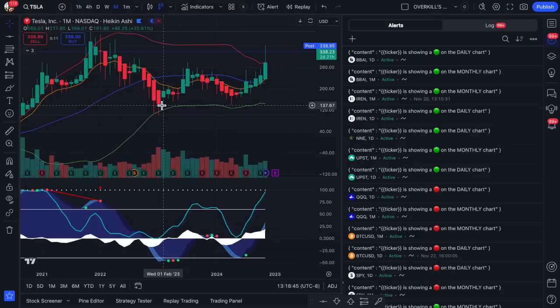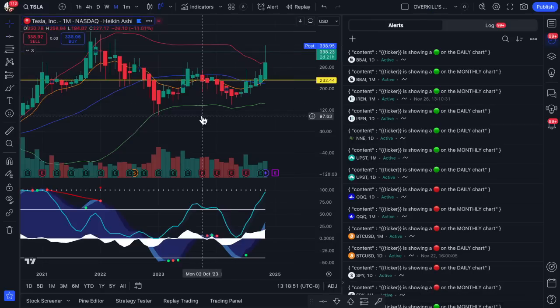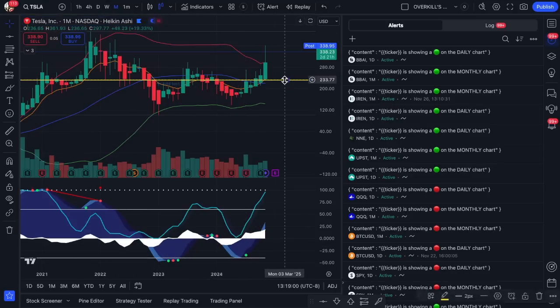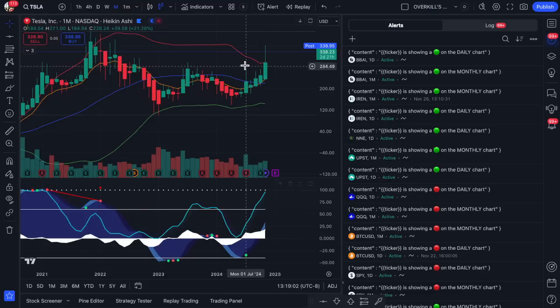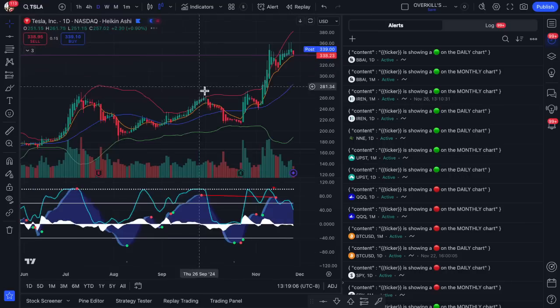Tesla. Okay, bada bing, bada boom. 232 is going to be the level on this one. Monthly dot is still green. I'm looking at a monthly chart right now. January was the beginning, or July was the monthly dot at 180. We called Tesla out at 180.